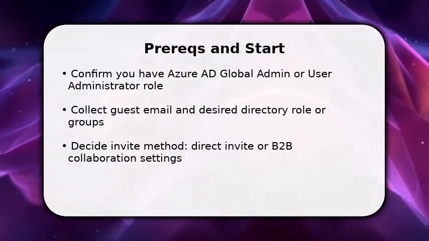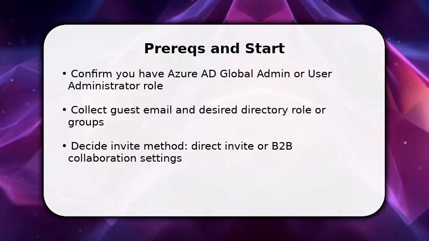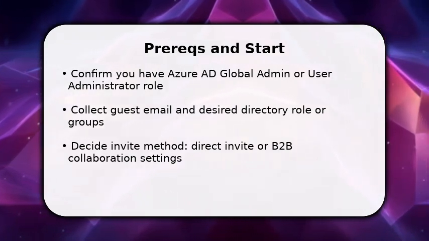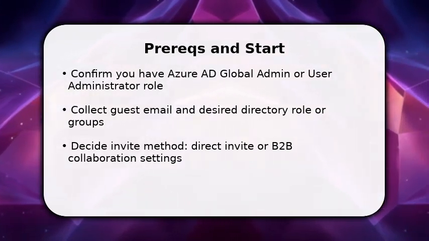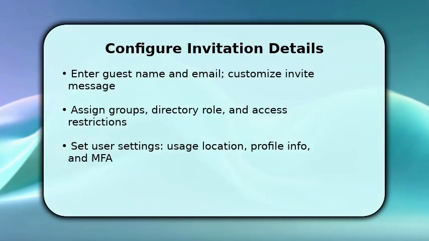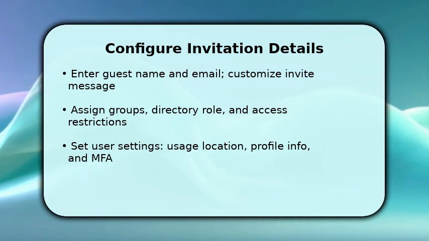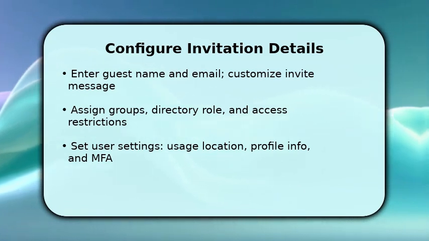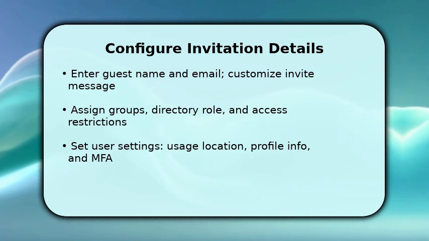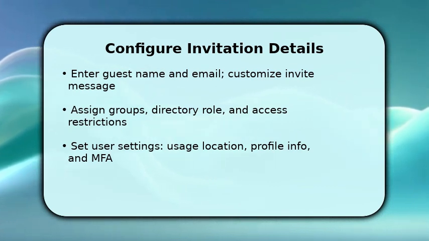Now open the Azure portal, go to Azure Active Directory, and select Users, then New Guest User to begin the invitation flow. Next, you enter the guest's display name and email, and write a customized invite message to provide context. Then assign them to appropriate groups, and, if needed, a directory role. This controls what they can access.